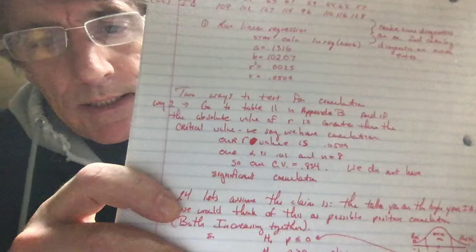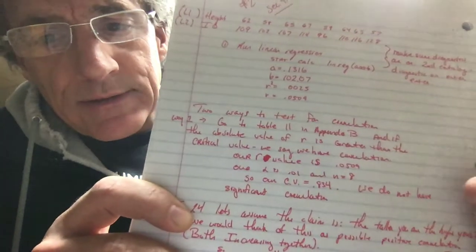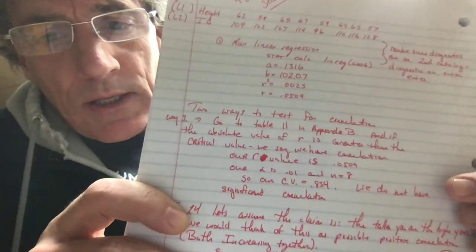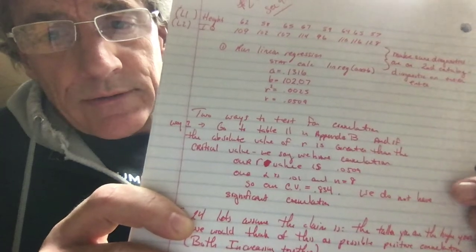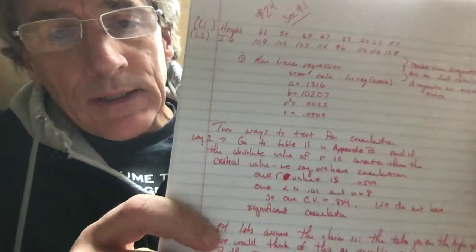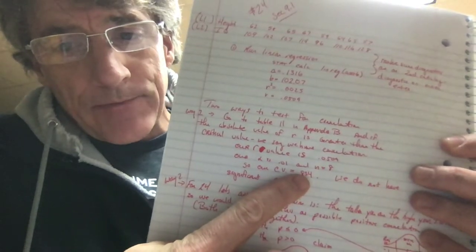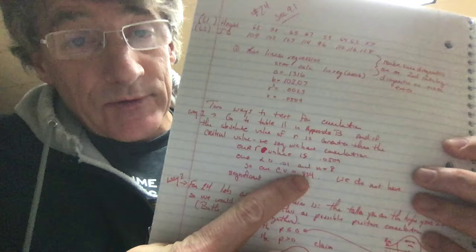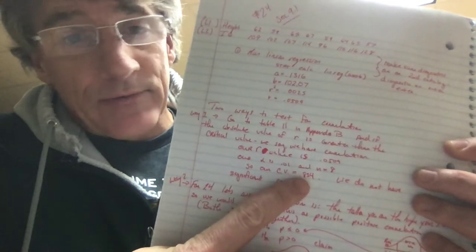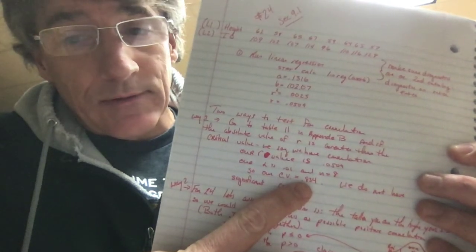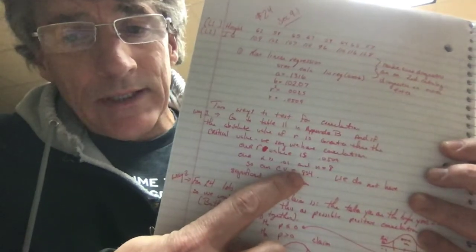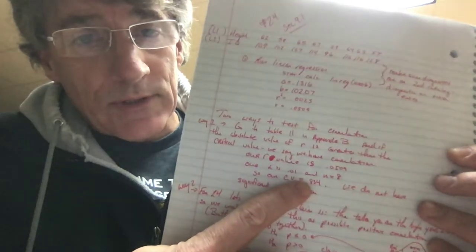So if I do it the quick way, I take my r value and compare it to Table 11 in Appendix B. The critical value you get there, based on alpha being 0.01, is 0.834. The absolute value of your r has to be bigger than that for you to have significant correlation. Our r value is 0.05, which is way smaller than that. So we don't have correlation.